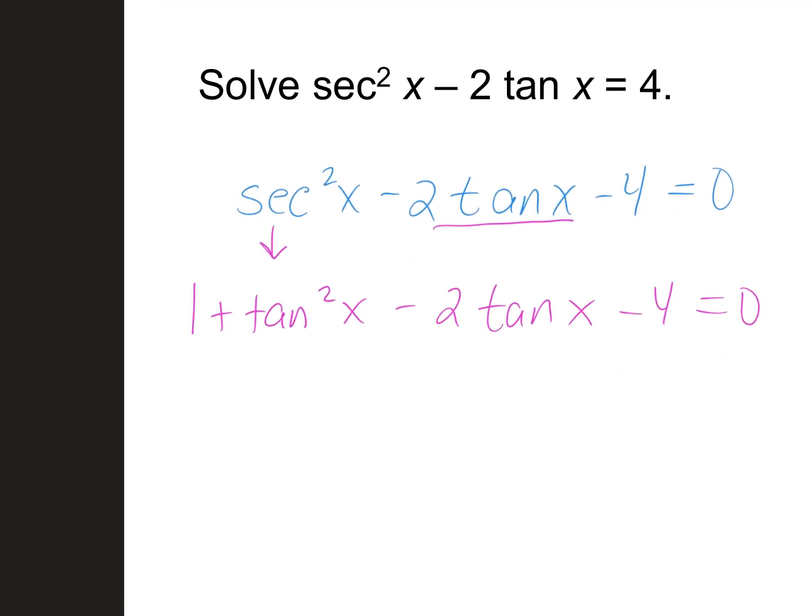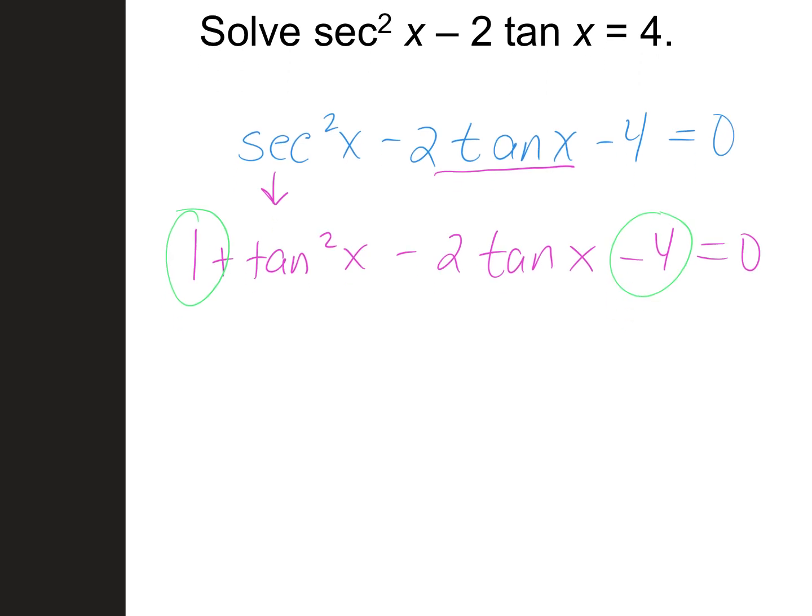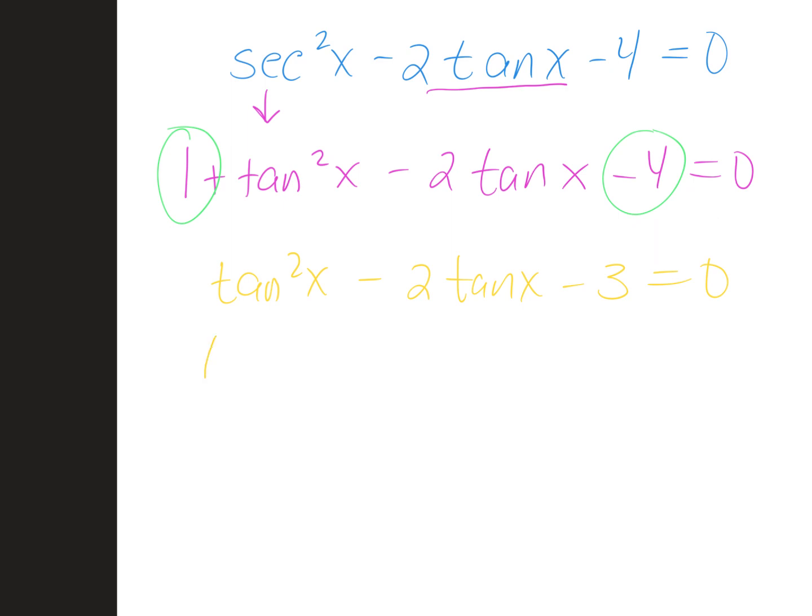Just a factoring problem, guys. What can you combine? The 1 and the negative 4, right? So this becomes tangent squared x minus 2 tangent of x minus 3 equals 0. Do you now have a basic factoring problem that's the same trig function? Yeah, what's going to go in the beginning of each parenthesis?